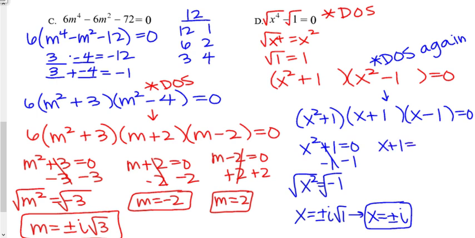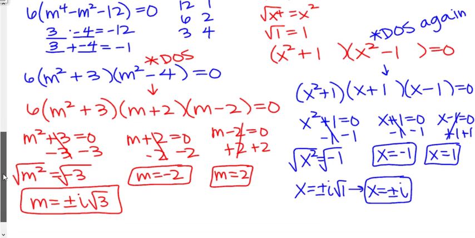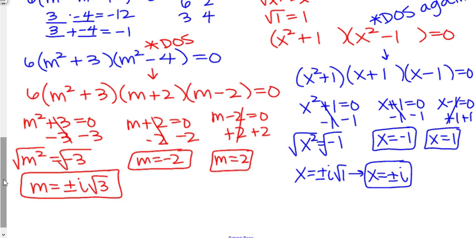X plus 1 equals 0, and then x minus 1 equals 0. I get x equals negative 1, and then I'll get x equals positive 1 on this side. Phew, that's probably the most factoring you'll see in any of these. Difference of squares twice. But those are my three answers for that one.